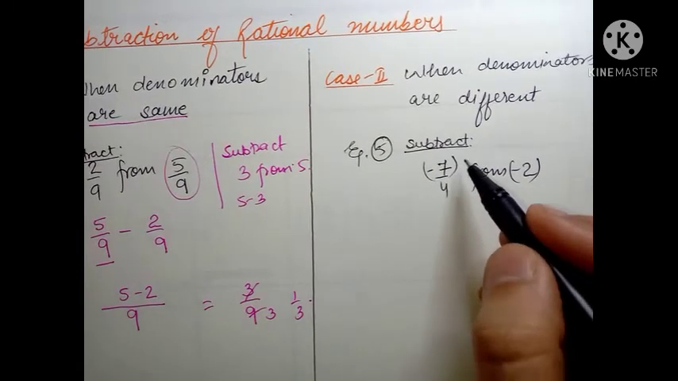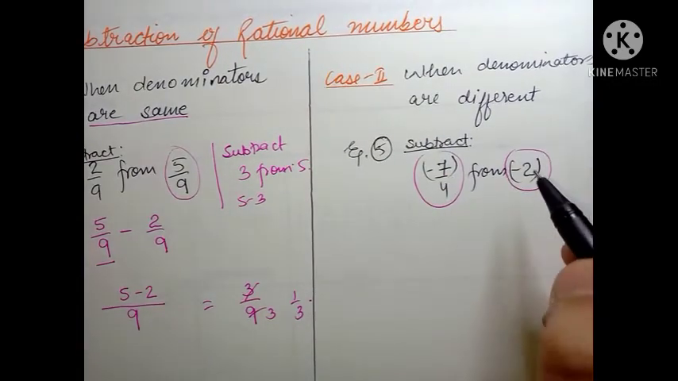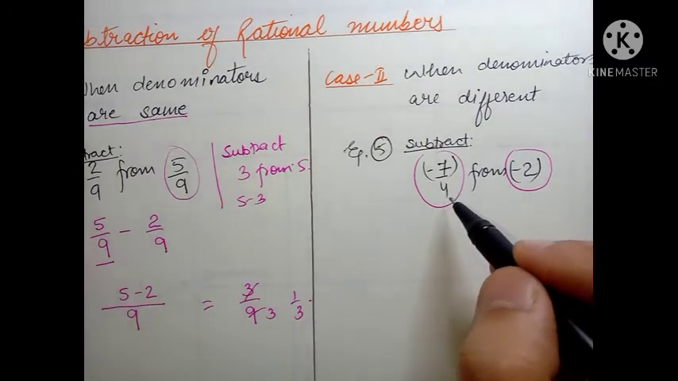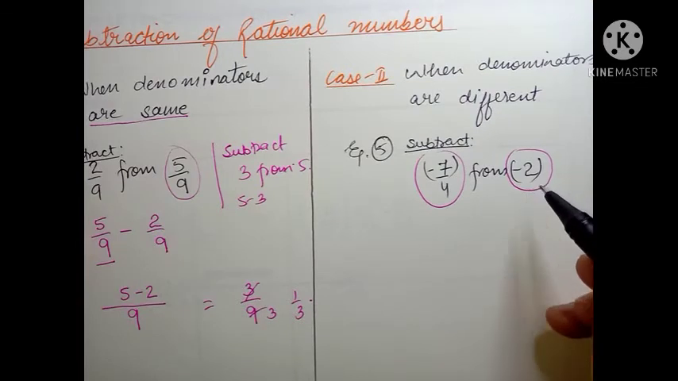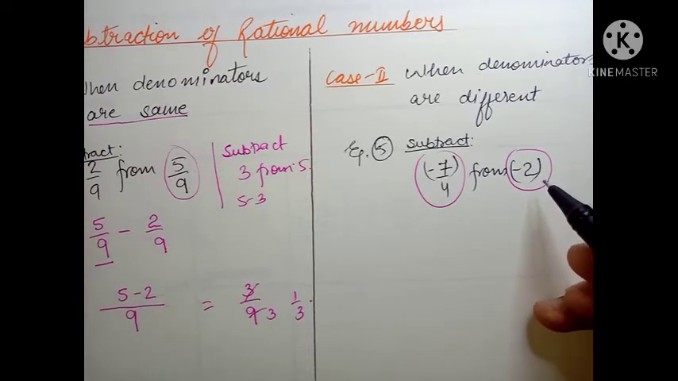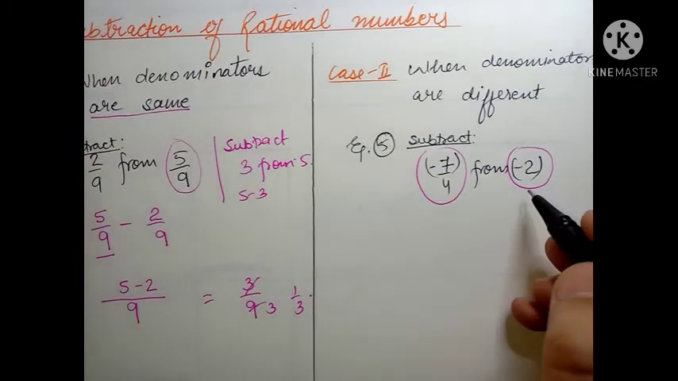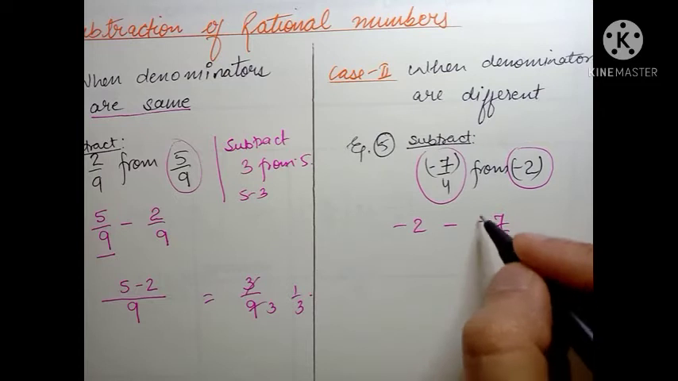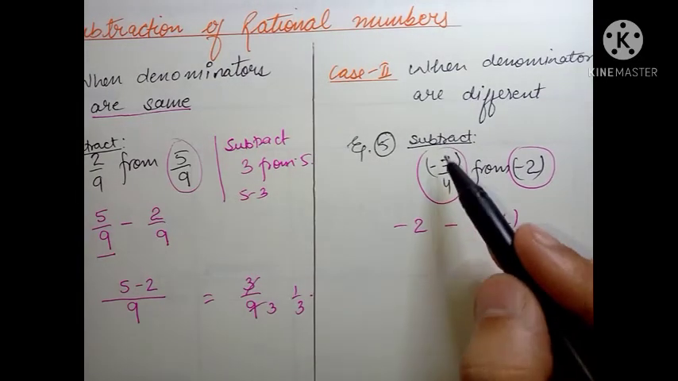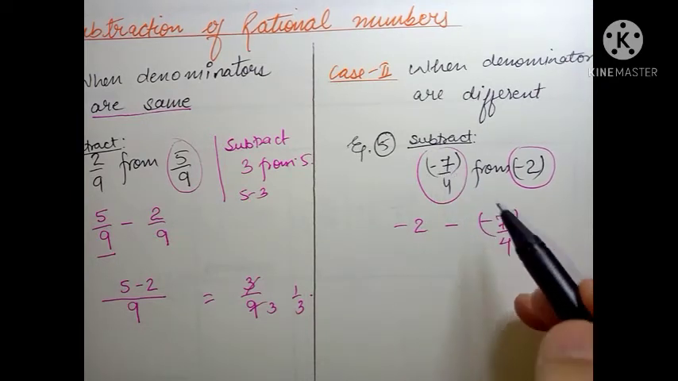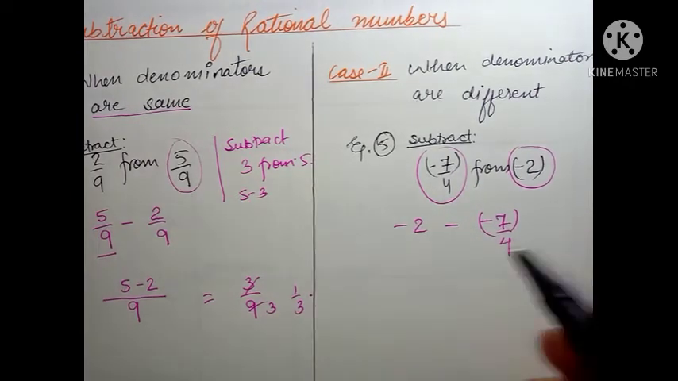So here we have this rational number and this rational number. In this rational number we have 4 as our denominator and here we have 1 as our denominator. We have already discussed that a rational number which has nothing in the denominator is considered as 1 there. So we are going to keep it as -2 minus -7/4, because we subtract this rational number from this rational number, that is -2 minus, and this is -7/4. So we have written this.